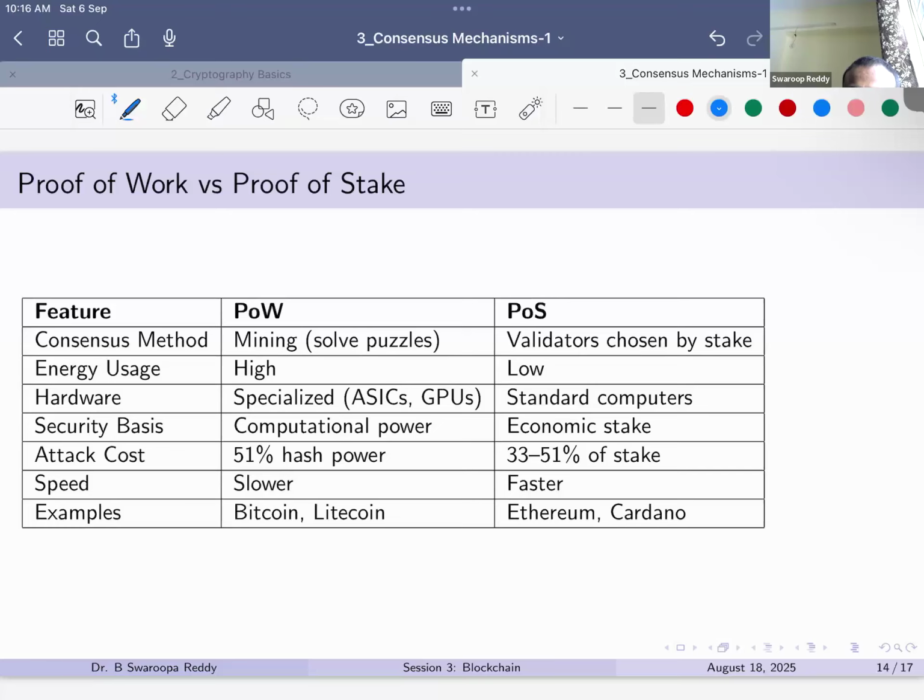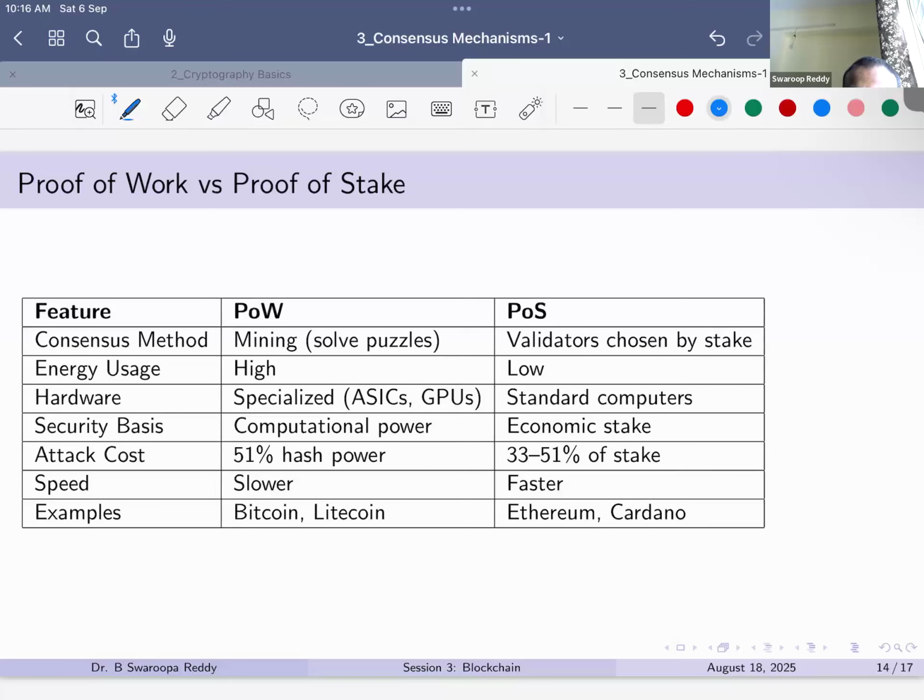The energy consumption in proof of work is very high. In proof of stake, it will be very low. Okay, the hardware required. In proof of work, you need to solve a computational puzzle, so you need very specialized hardware. You need to invest some money in the hardware also, GPUs, ASICs, so this will be very costly. But proof of stake can be done by normal standard computers, because there is no computational problem involved here. The security depends on the computational power in proof of work, but here it depends on the economic stake.